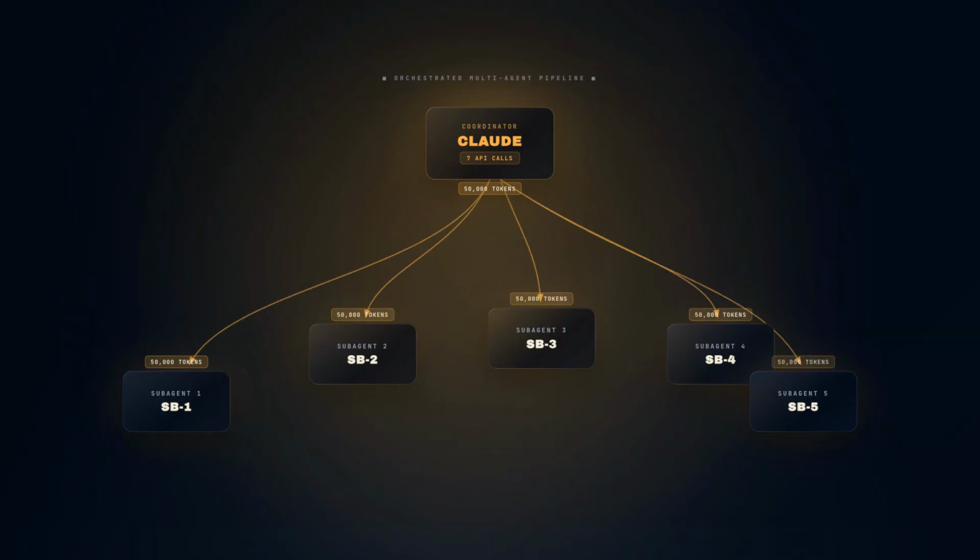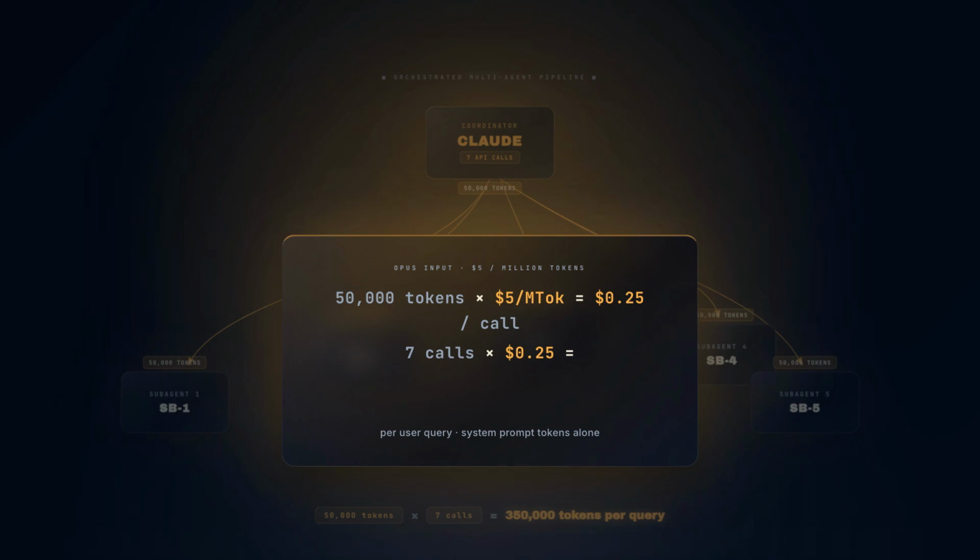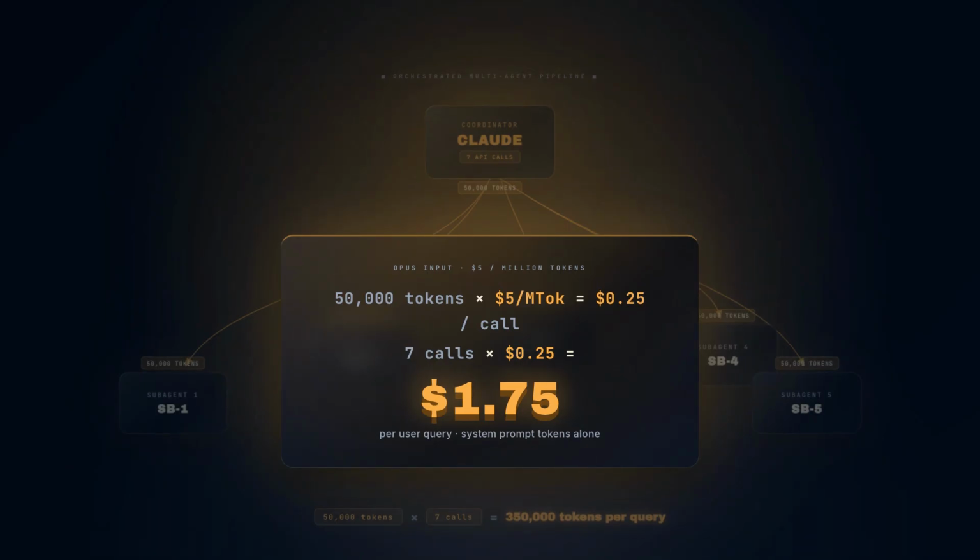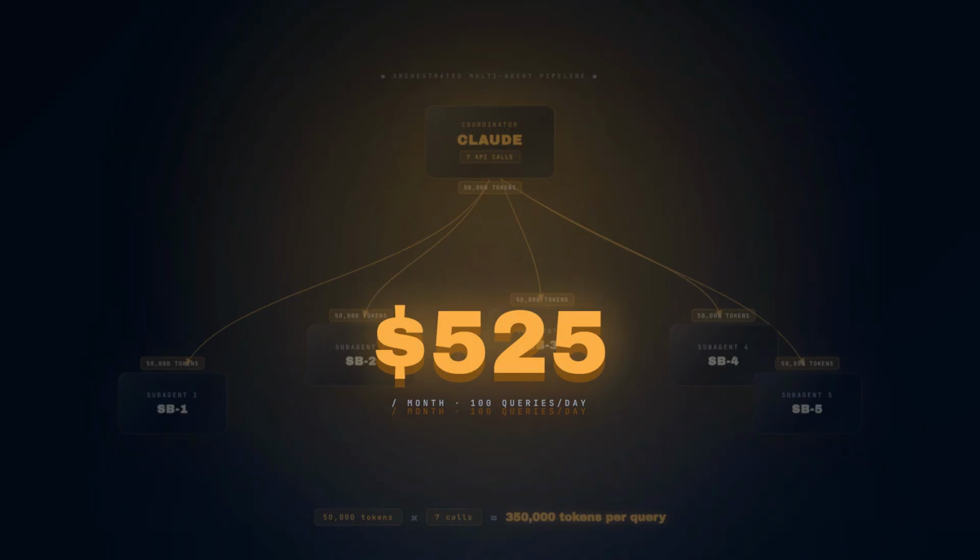Each one sends the full system prompt, the full tool definitions, the full shared context. 50,000 tokens that haven't changed between calls, sent 7 times. At $5 per million tokens for Opus input, 50,000 tokens costs 25 cents per call. 7 calls, $1.75 just in system prompt tokens for a single user query. At 100 queries per day, that's $525 per month in system prompt tokens alone. Tokens that represent context nobody asked you to resend.